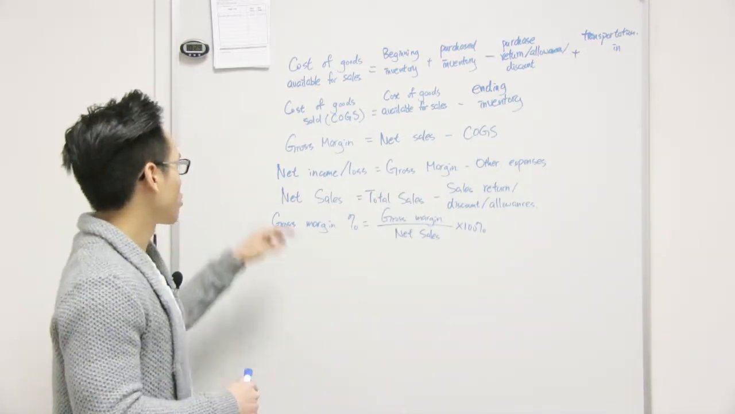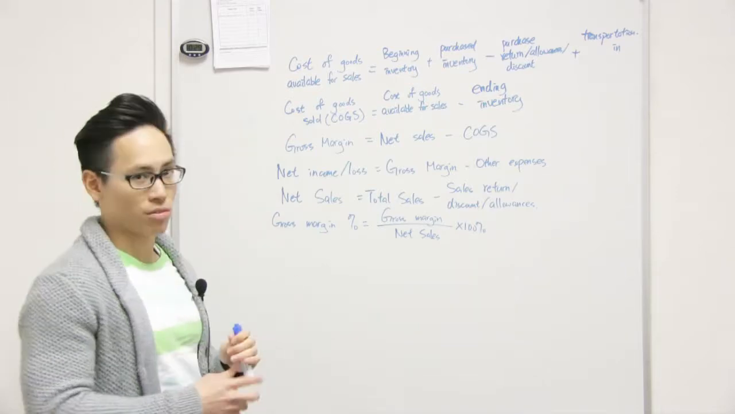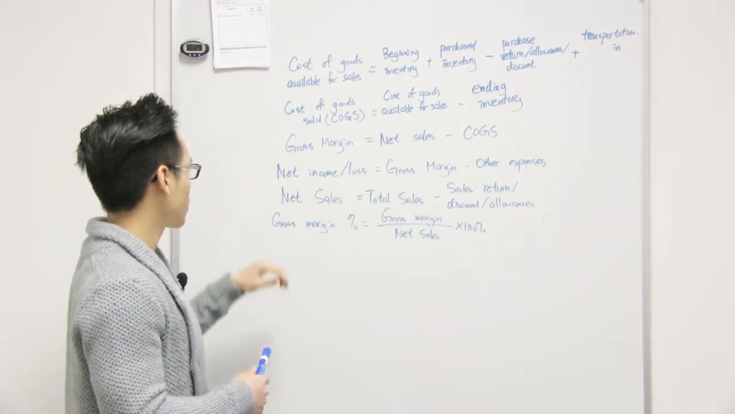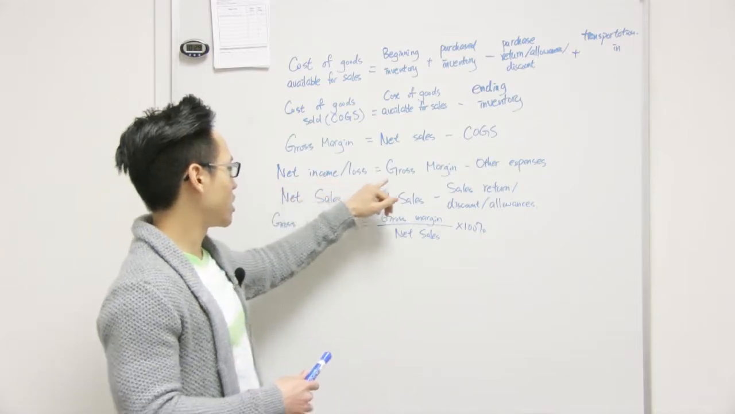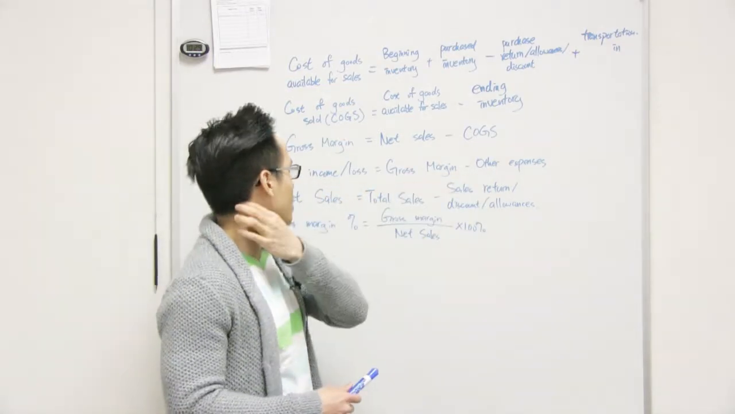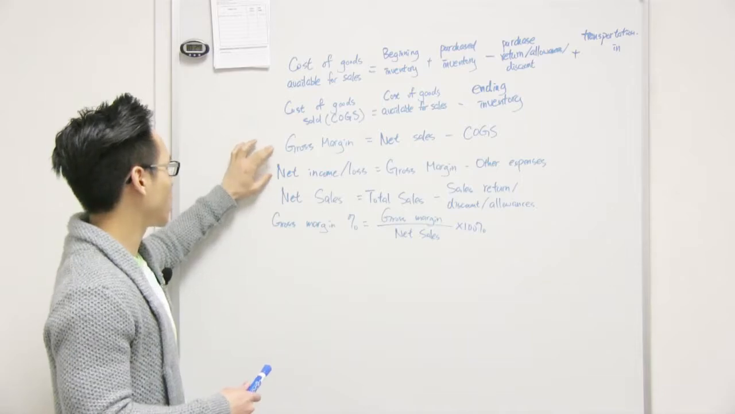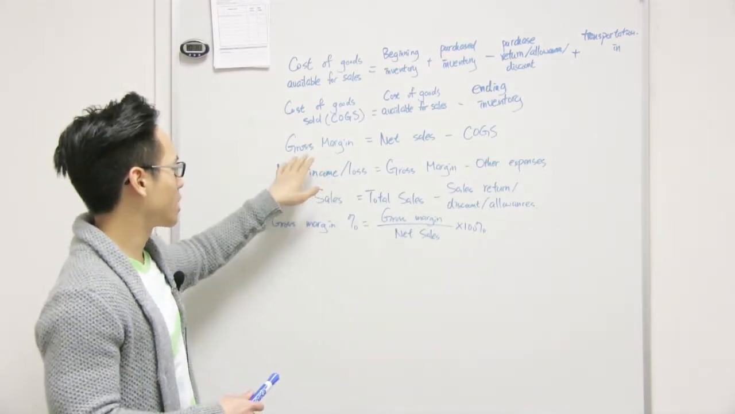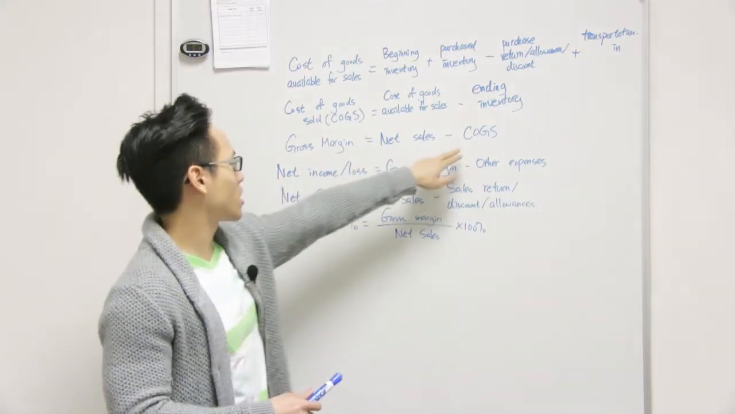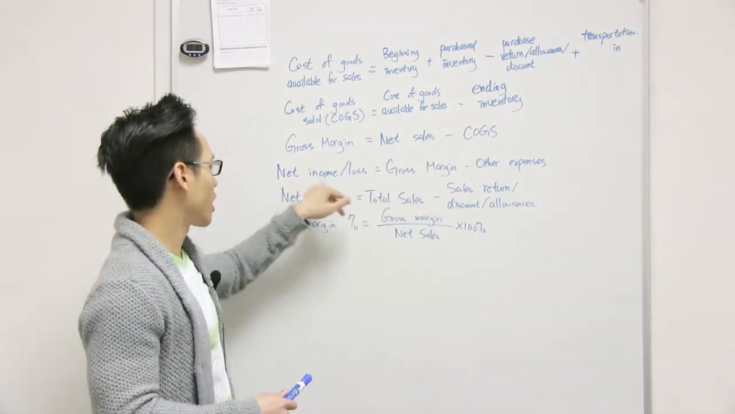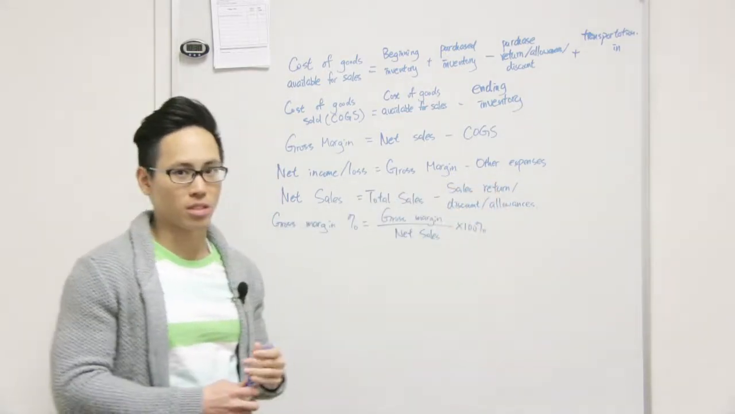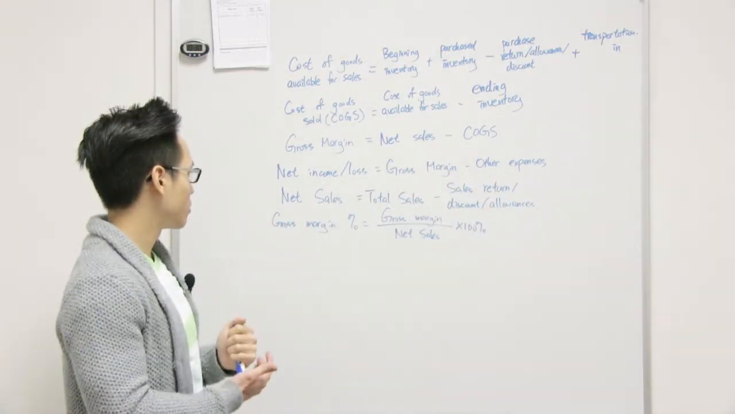And so gross margin is different from net income, which we can see right here. Net income or loss is gross margin minus other expenses. So gross margin and net income is different. Make sure that we notice that gross margin has COGS, and net income uses gross margin minus other expenses in order to find out net income.